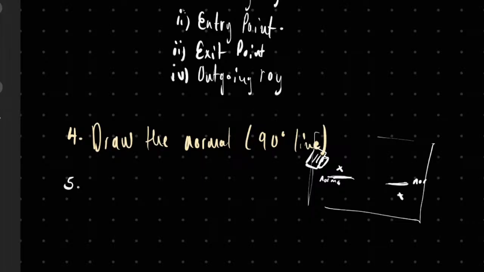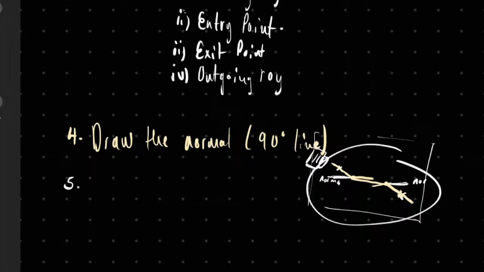And you are going to join lines. If you remove the block, the line goes to this normal, then from this normal it bends to this other normal here, then it bends through this point. You have drawn the path, you have shown the path of your ray.